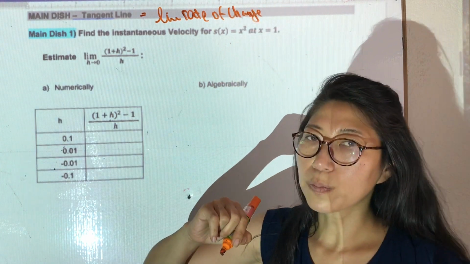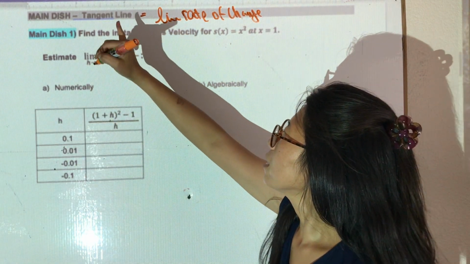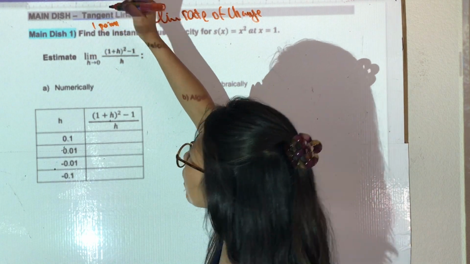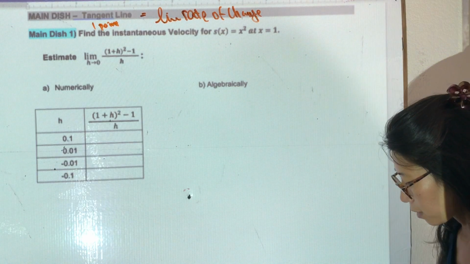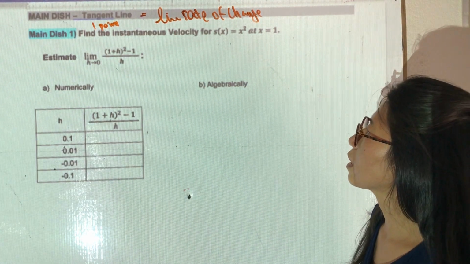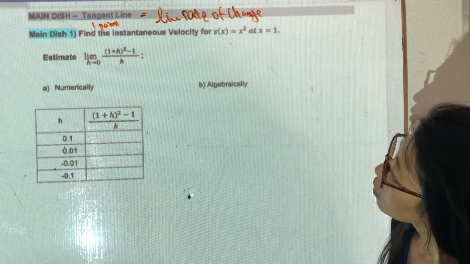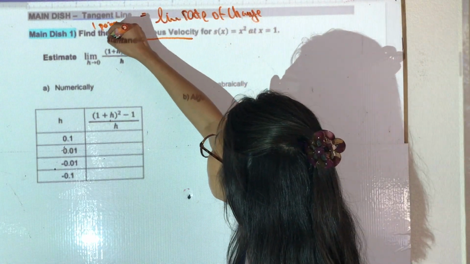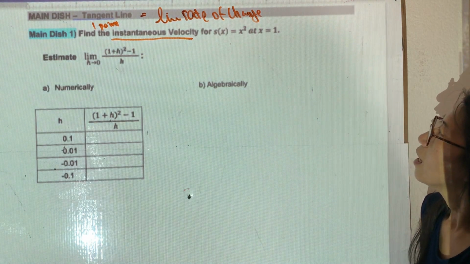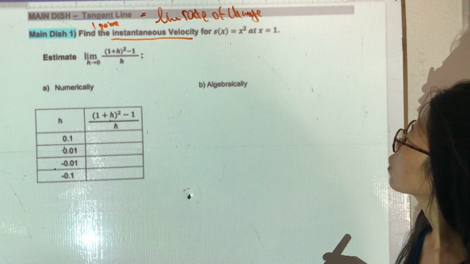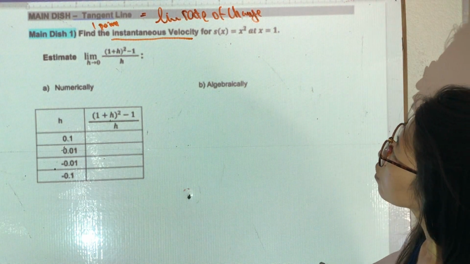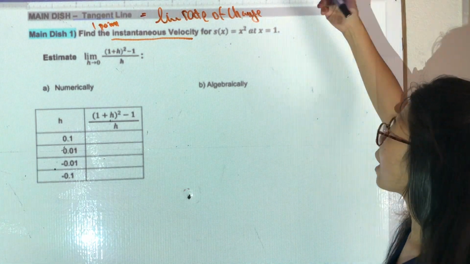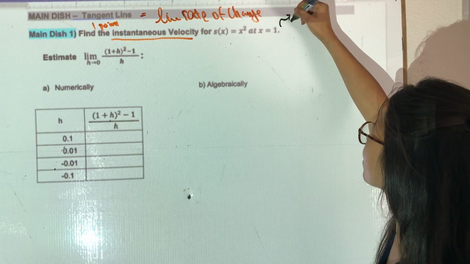Then are we having two points or one point? A tangent line is going to be a one point slope, while a secant line is going to be two different coordinates. Then let's read the question. Find the instantaneous velocity at 1 of the function x squared. So we actually know the answer because we saw that earlier. I did it for you earlier.